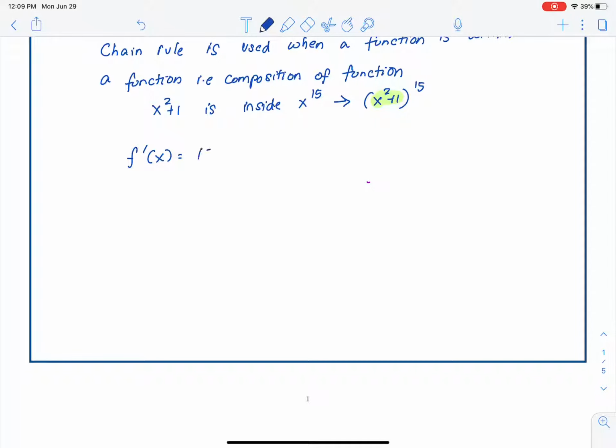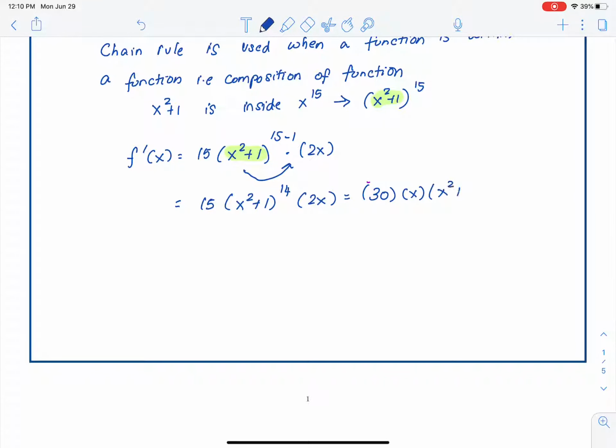So what is the derivative? We have 15, x squared plus 1 raised 15 minus 1. But whatever we have inside is not just x, rather it is a function of x. So we multiply by its derivative, so we have 2x. So 15 times x squared plus 1 raised 14 multiplied by 2x. The answer is 30x times x squared plus 1 raised 14. That's it. You see how simple that is?